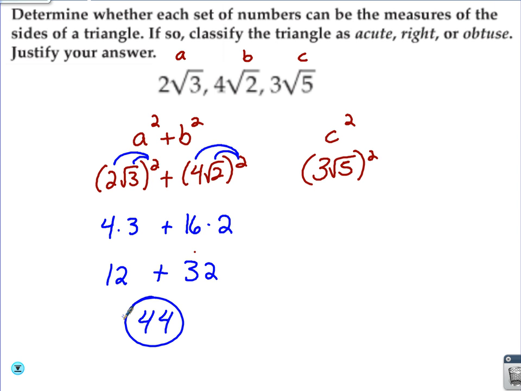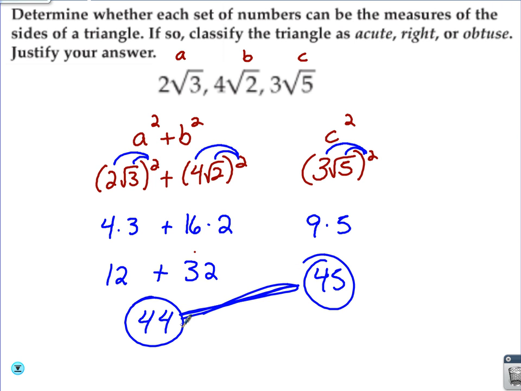Chris, help me with this one. Square each of them. What's 3 to the second power, Chris? 9. Perfect. And the square root of 5, use my shortcut. The square root of 5 to the second power is? Perfect. Everybody good with that? Which is 45. Those are really close.